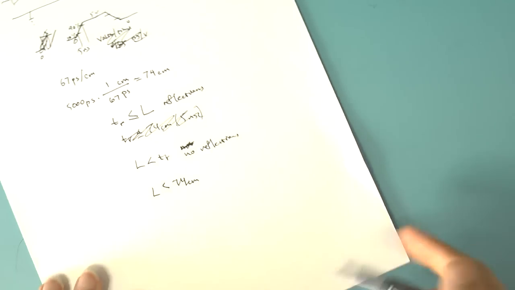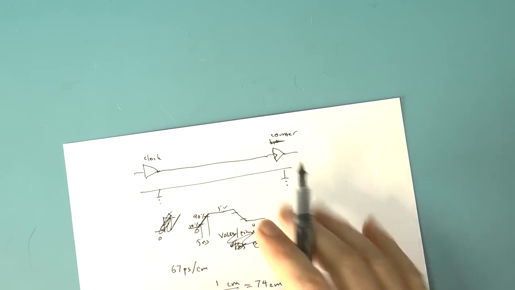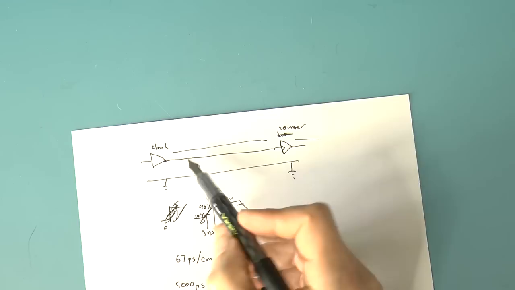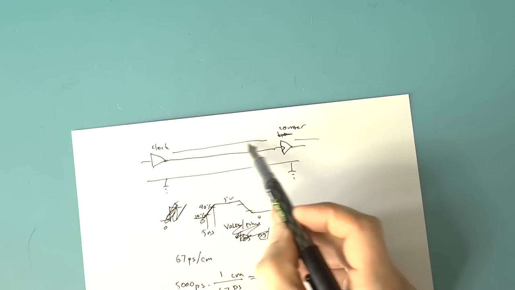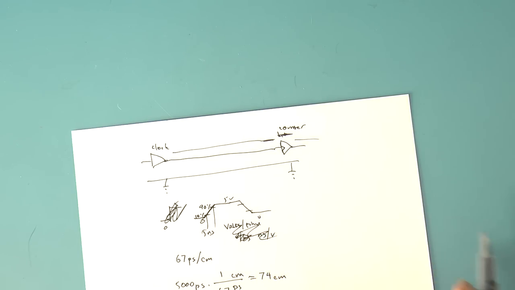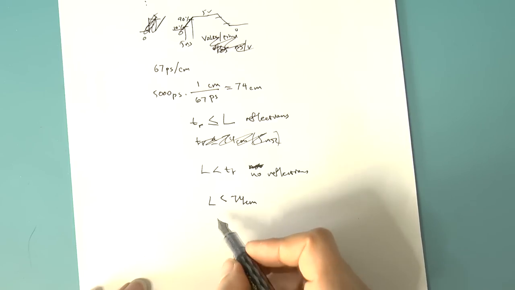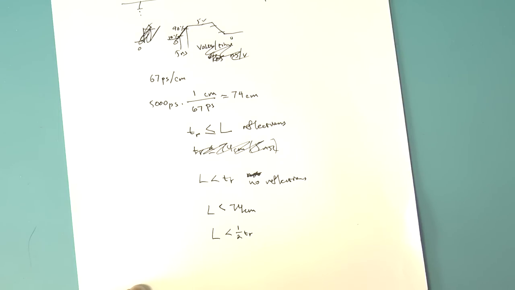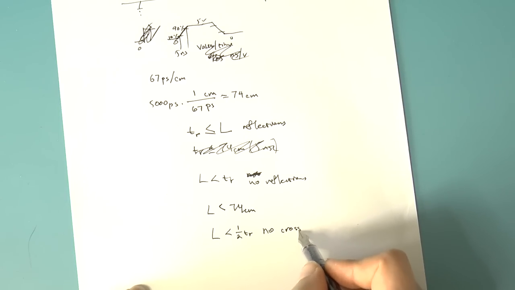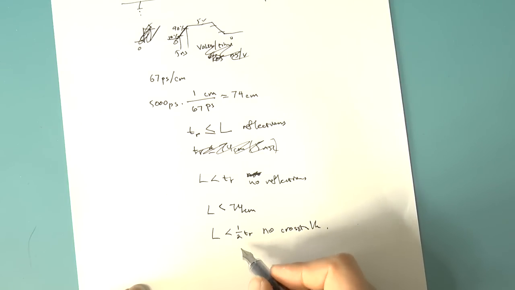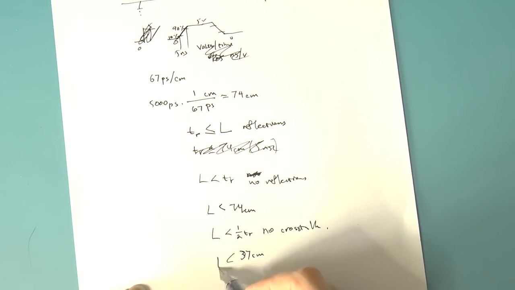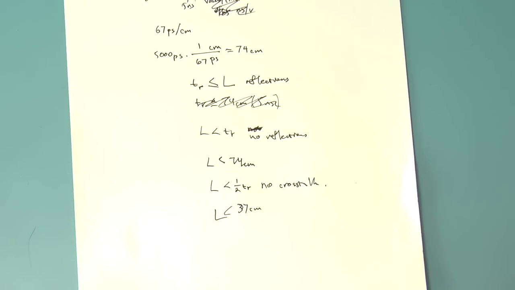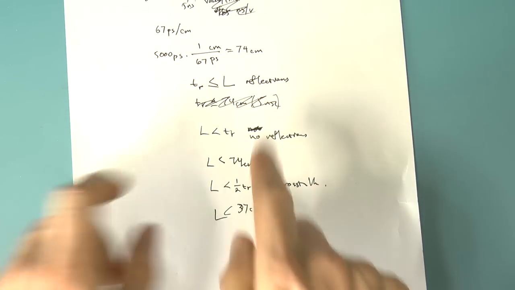Now, there's another rule of thumb that has to do with crosstalk. With crosstalk, basically you have some other signal that's next to this signal. What you don't want is for one signal over here to couple into this line and cause a voltage change. The rule of thumb there is that your length has to be less than half your rise time, and then you don't have to worry about crosstalk either. Okay, so half of 74 is 37 centimeters. So as long as your length is less than 37 centimeters for TTL, you don't have to worry about crosstalk either. In other words, you don't have to worry about your traces being too close to each other.